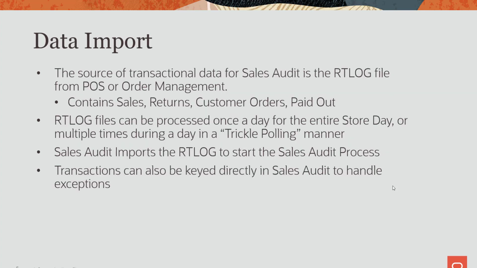The source of transactional data for sales audit is the RT log file that comes from the point of sale or an order management system. The RT log file contains the details of all transactions, including sales, returns, customer orders, paid out, etc. It also includes other details for the transactions, including the items, the tender, and taxes. This file is imported into sales audit by a batch process to start the sales audit process.